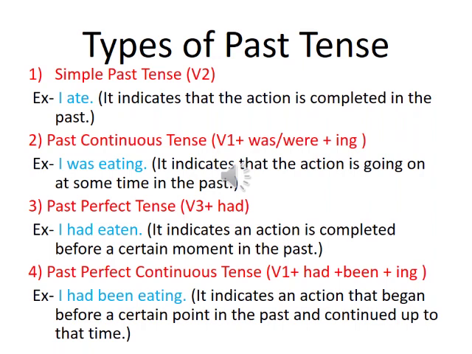Fourth one is past perfect continuous tense. We will use first form of verb plus had plus been plus ing. Let's see the example. I had been eating. It indicates an action that began before a certain point in the past and continued up to that time.